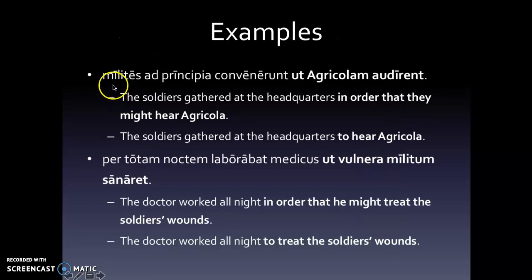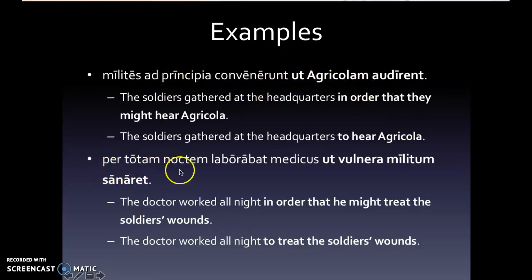Some examples. Milites ad principia convenerunt ut Agricolam audirent. One way to translate it is the soldiers gathered at the headquarters in order that they might hear Agricola. A smoother way of doing it is the soldiers gathered at the headquarters to hear Agricola.